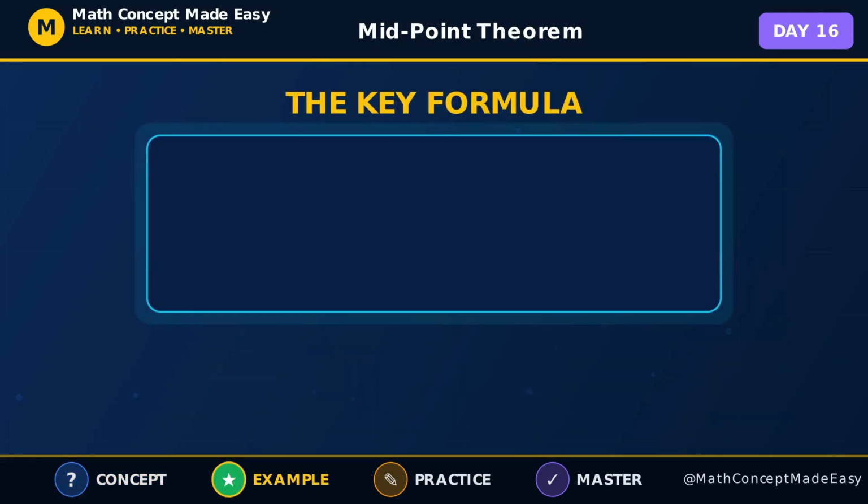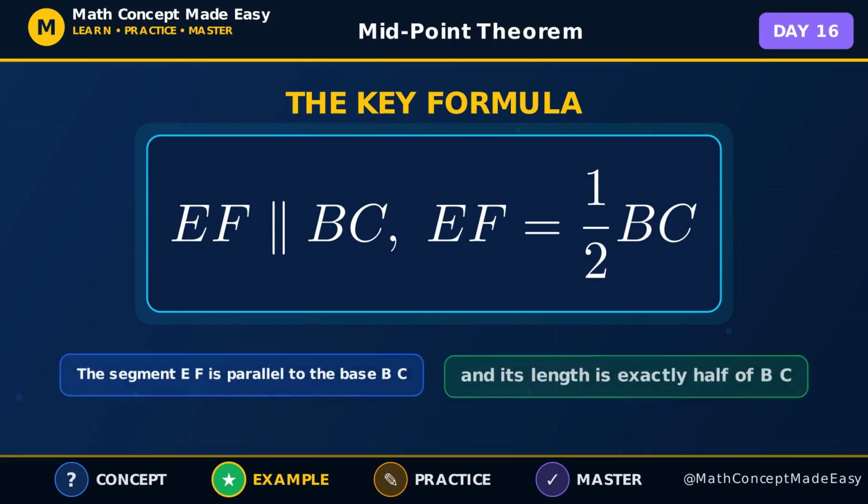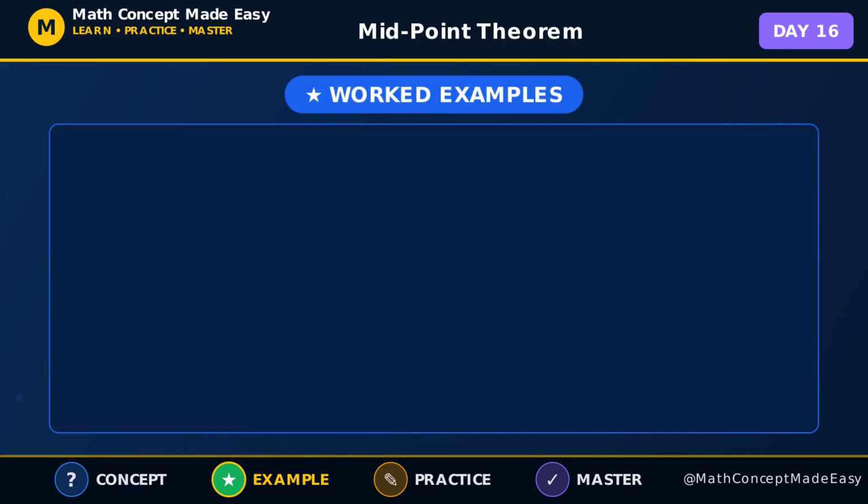Here is the key formula for midpoint theorem. The formula is, the segment EF is parallel to the base BC, and its length is exactly half of BC. Watch how each part appears as I say it. Do not just memorize the symbols, make sure you understand what each one represents, because that is what the exam really tests. Let us put this to work with real examples, one step at a time.